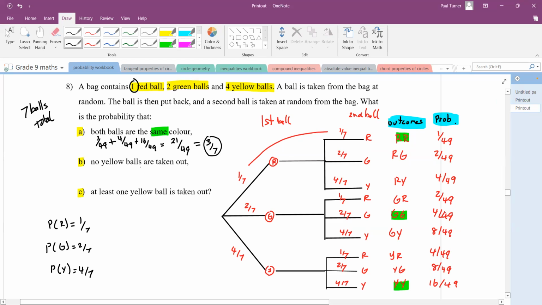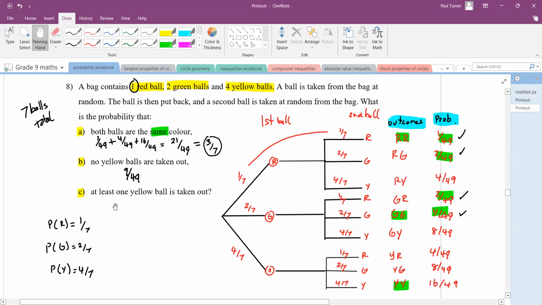Okay, no yellow balls are taken out. So you need to go down and list the ones where you have no yellow ball. So that's this one, this one, this one, this one, and they all have yellow, don't they? Am I missing any? No yellow ball. So red, red, red, green, green, red, green, green, and the rest have yellow balls. So we have 4, 5, 6, 7, 8, 9. So that's going to be 9 out of 49, just doing it in my head. You see, just add up those ones in here. So 4 plus 2 plus 2 plus 1. We'll give you 9 out of 49 for that one.